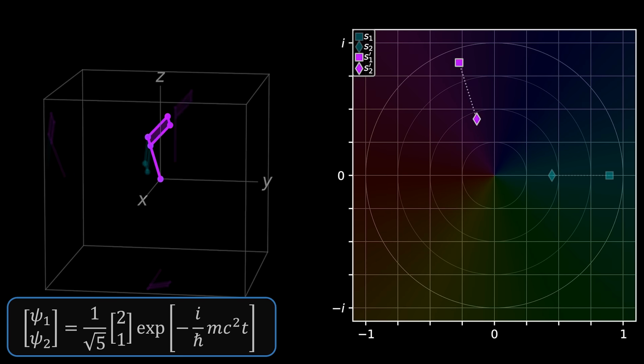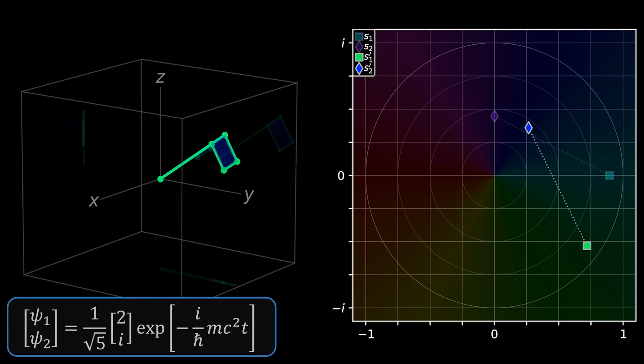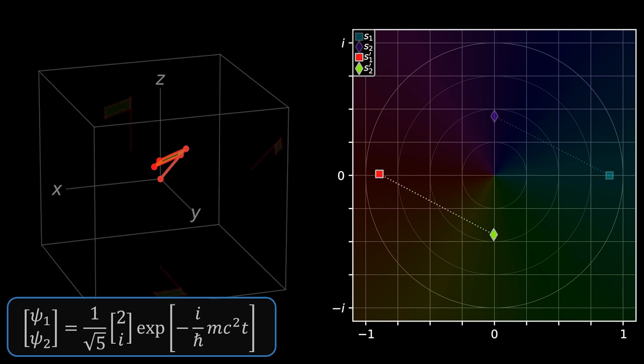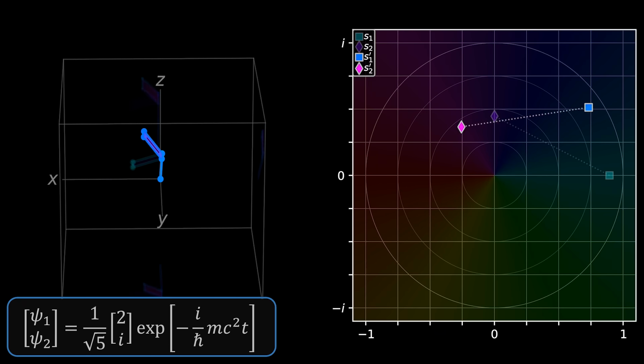Okay, a couple more examples here. So, what about 1 over root 5, 2, i? Well, same as before, but now with that 90-degree phase difference. And so the flag is rotated 90 degrees. You see how this all fits together? Okay, so isn't this neat?